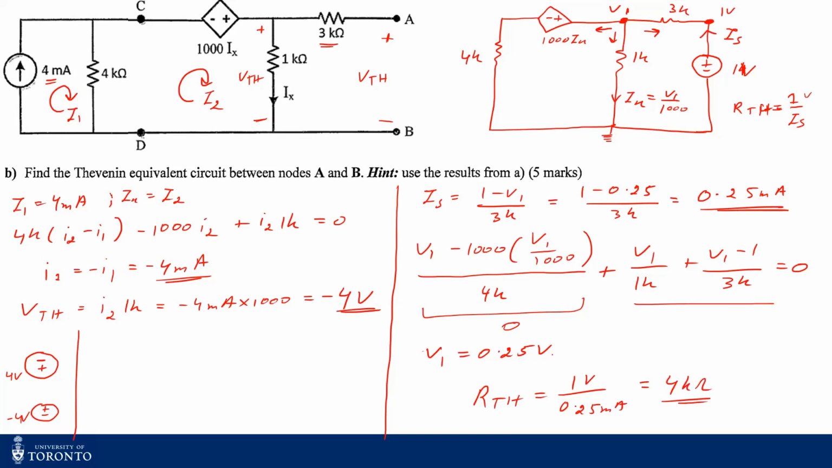So therefore my Thevenin circuit would be 4 volt, 4 kilo ohms, like this. This is terminal AB. Or you can replace this with a source with a positive terminal at the top and negative at the bottom.